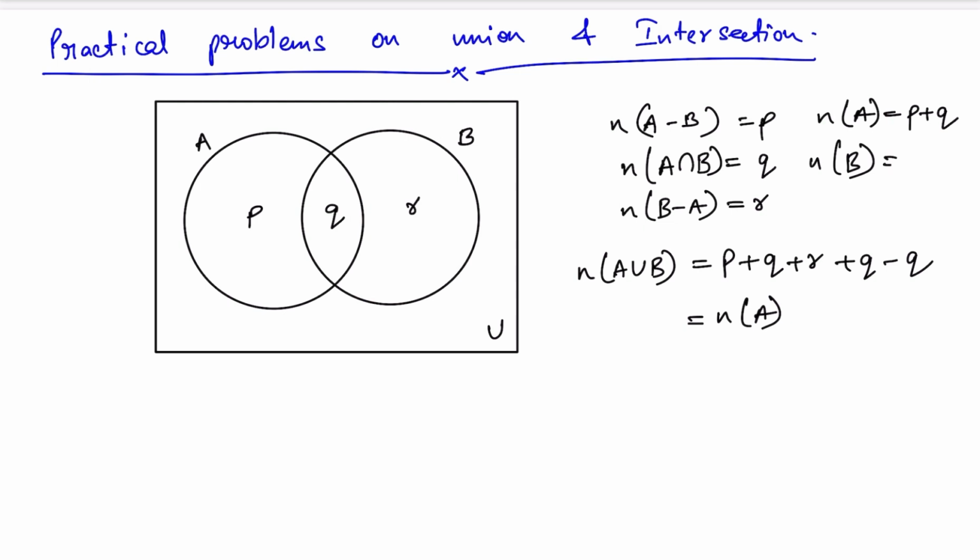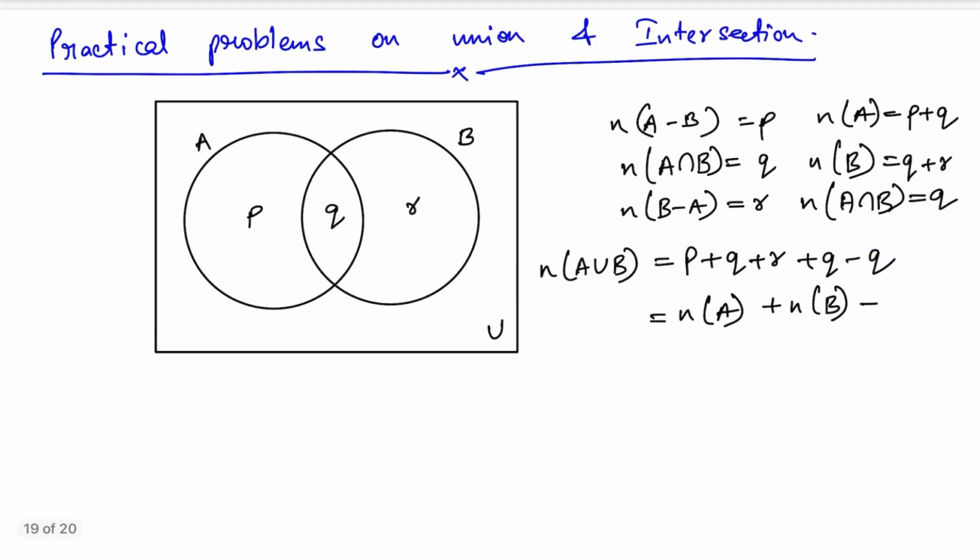So in this place, q plus r, I can write directly the number of elements of B minus q. And q is basically the number of elements in this intersection region, so the number of elements in A intersection B is q. So in place of q I can write the number of elements in A intersection B. This is basically a simple proof for the relation between union and intersection of two sets.